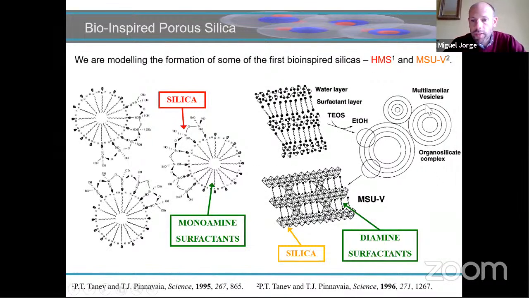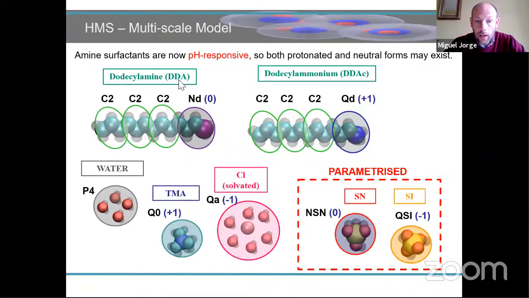We also looked at these other class of materials forming vesicles, but I won't have time to talk about these, but there's work on these materials as well. So again, we developed these atomistic and then coarse-grain models, the key now being that the surfactant needs to be pH responsive. So we have models for the protonated and deprotonated amine groups. Okay? The difference is the head group, which is charged in this case, and neutral in that case.